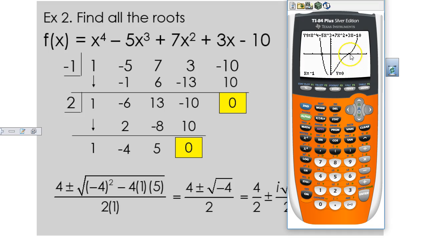I can also check over here. I think that it crosses at 2 there. So I'll do the same thing. I'll hit 2, enter, and I get 2, 0.